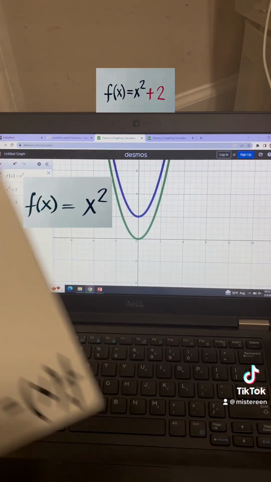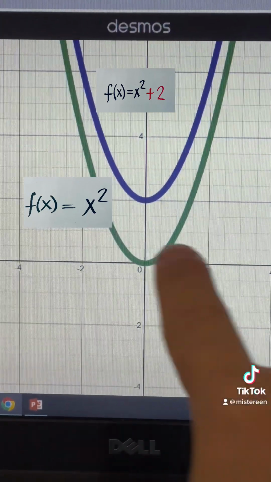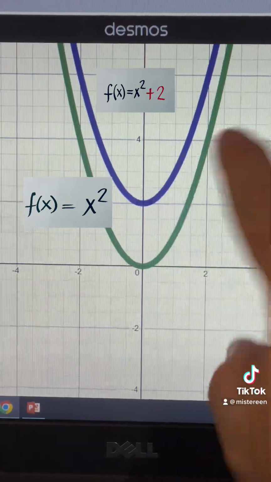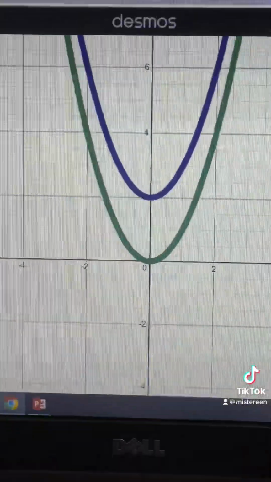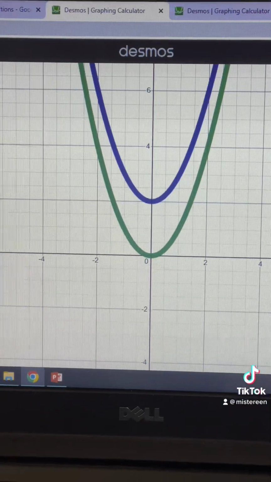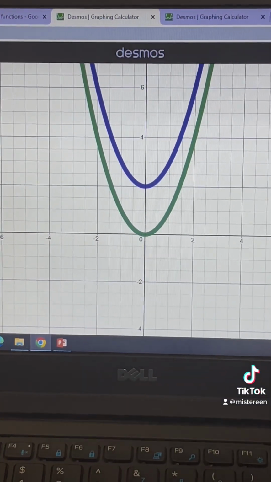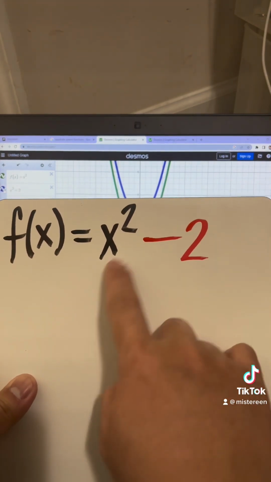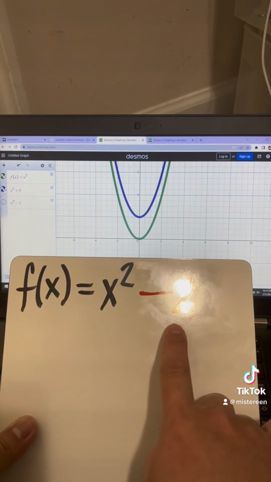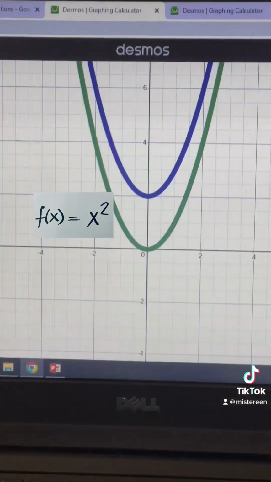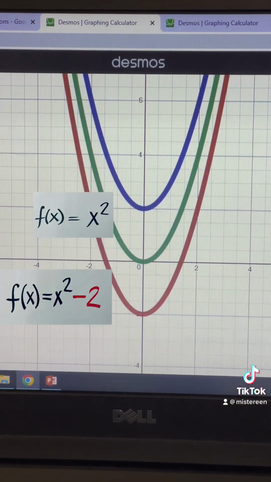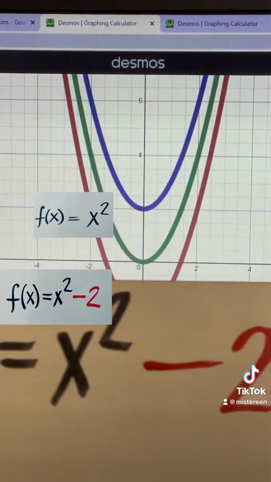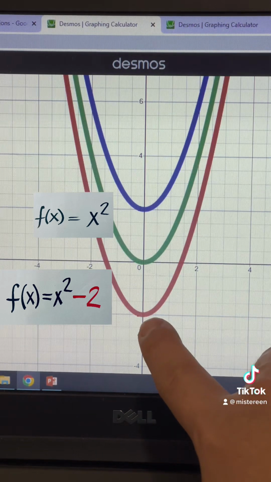As you can see, that graph, which is for x squared plus 2, compared to the parent function, the green one, moved 2 units up. So that's the effect of adding a number. What about if we subtract a number? Instead of adding, we subtract a number from our parent function, let's say minus 2. Let's see what will happen to the graph. As you can see, from the green one, x squared, if we subtract the number 2, the graph moved down 2 units.